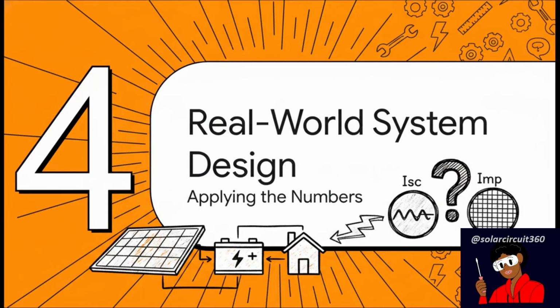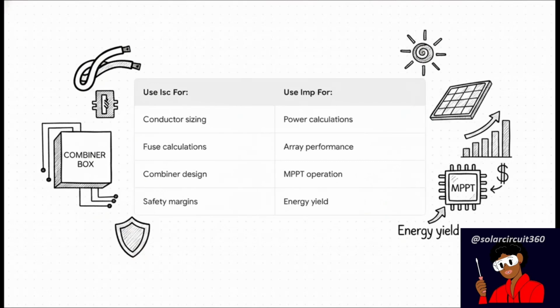Section 4. Real-world system design. Let's look at how to apply these numbers. Think of this table as your ultimate design cheat sheet. Notice how ISC is strictly for your safety margins, protection, and wiring. Because it's the absolute highest potential current under test conditions, you have to use it to size your conductors, fuses, and combiner boxes for worst-case scenarios. Meanwhile, IMP is your go-to for calculating actual energy production. You use IMP when you want to know how much power you're actually going to generate on a given day.